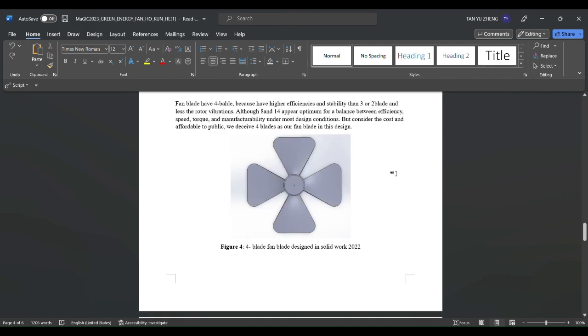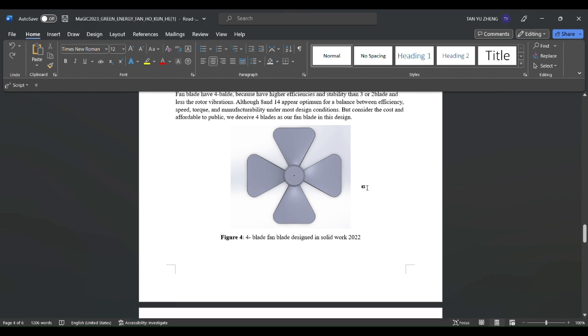We also have a special modification on our fan blade design. The fan blade consists of 4 blades because this will have higher efficiency and stability than 3 or 2 blades, and also it has less rotor vibration.